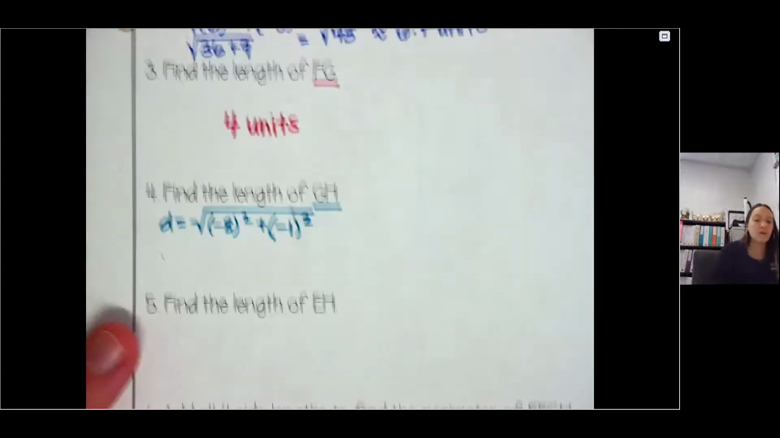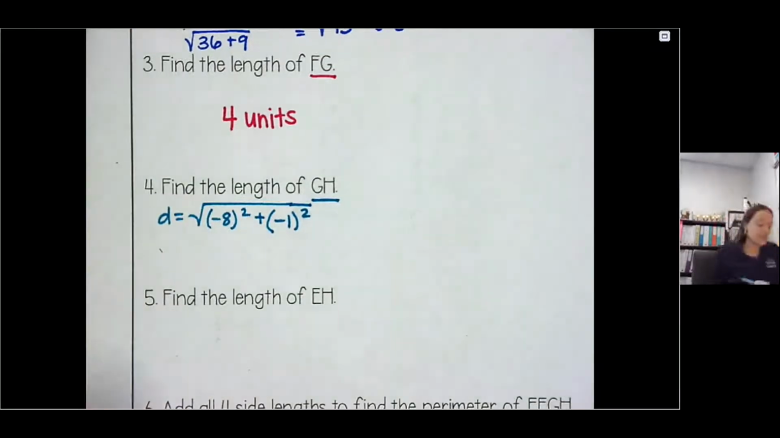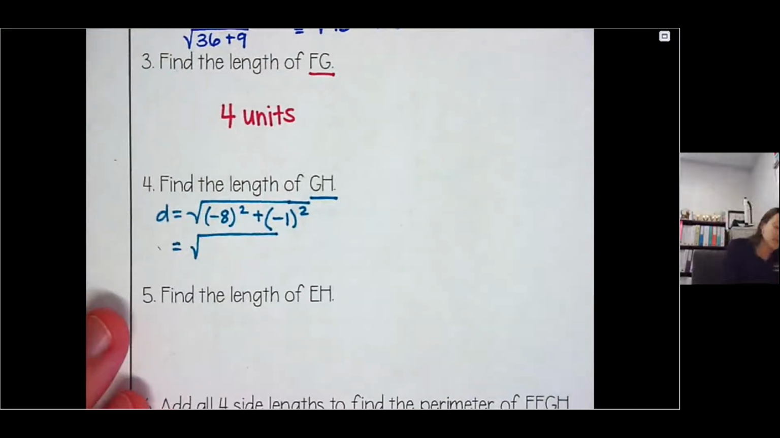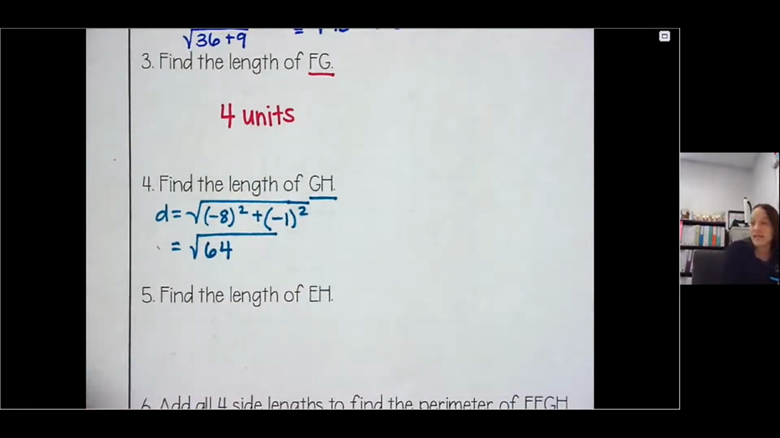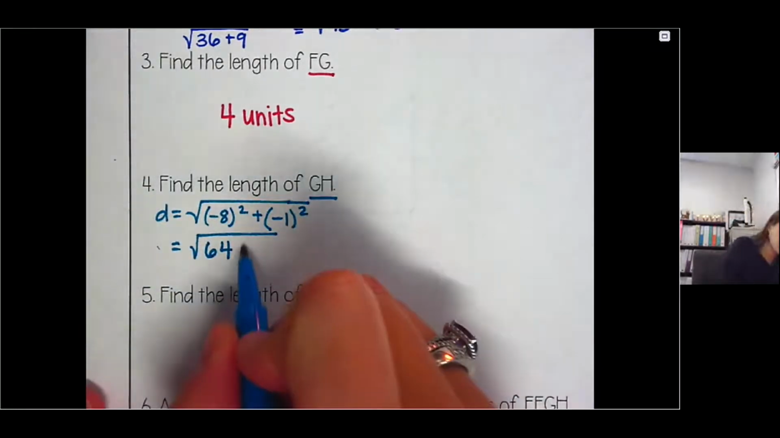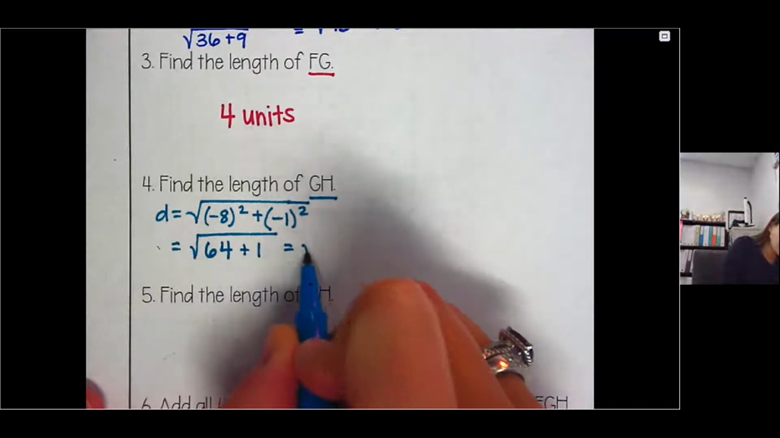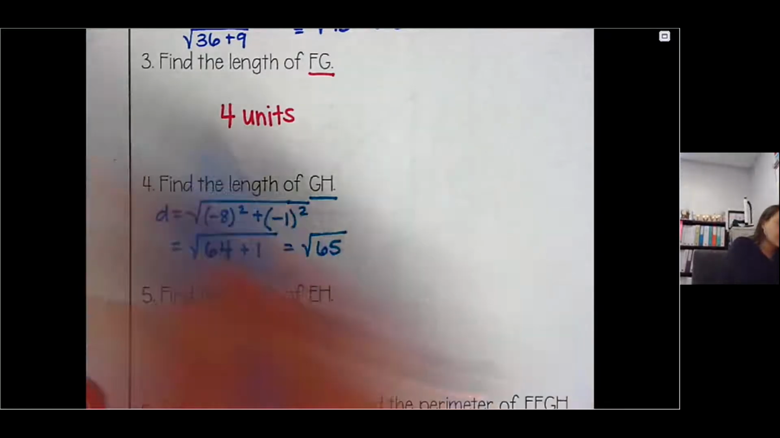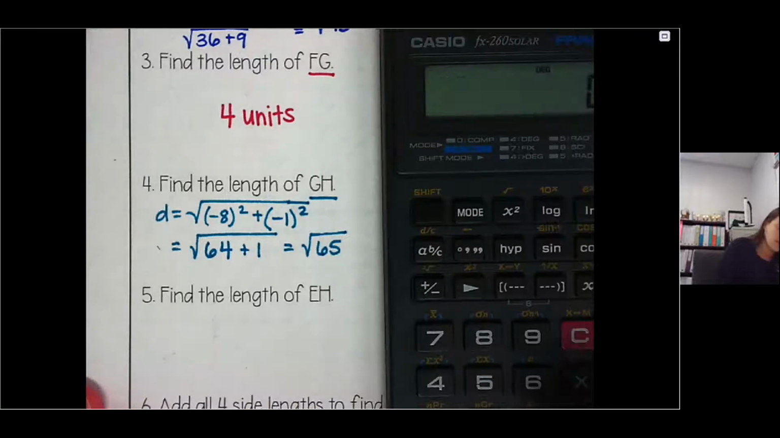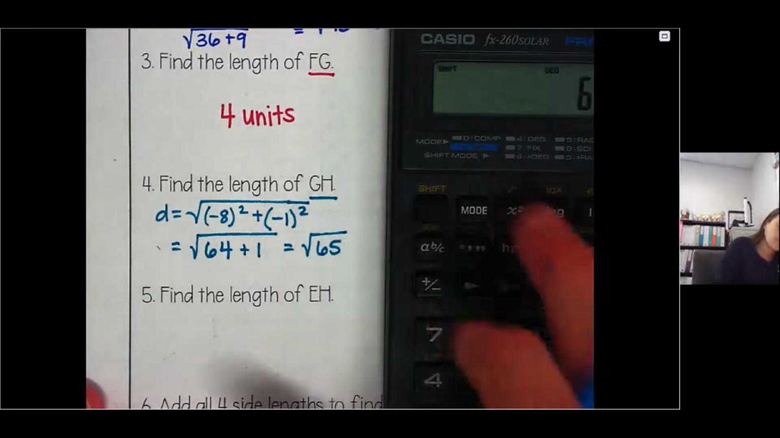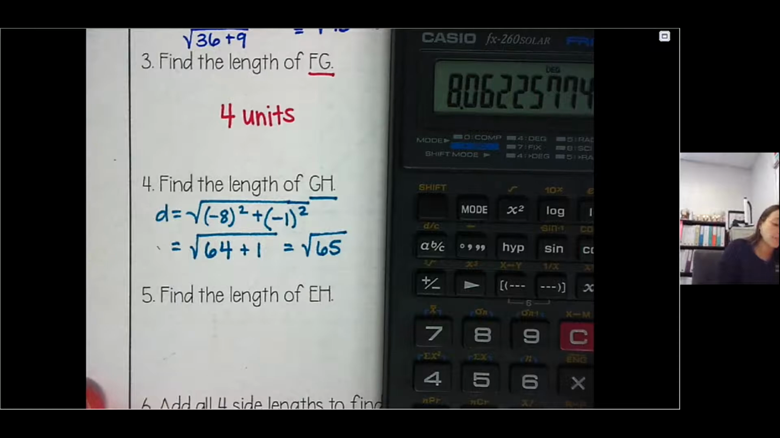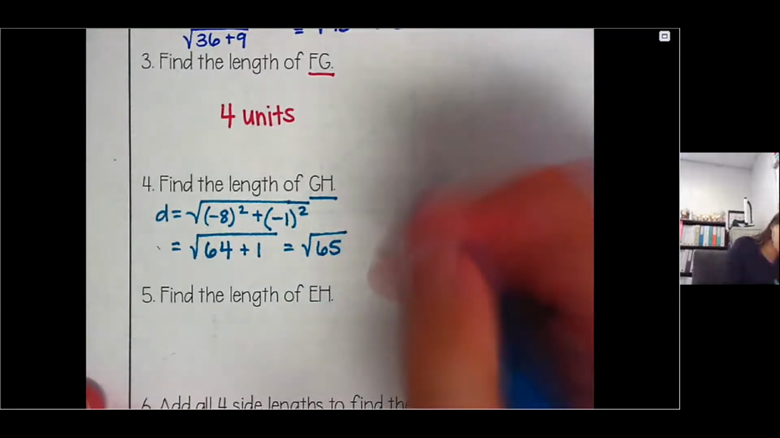Okay, so now we do our exponents because that comes next in order of operations. So -8 squared means -8 times -8. That is a positive 64. And -1 squared means -1 times -1, which is a positive 1. So I get the square root of 65. And again, I'm going to put that into my calculator by pushing shift x squared, and I get about 8.1 units.